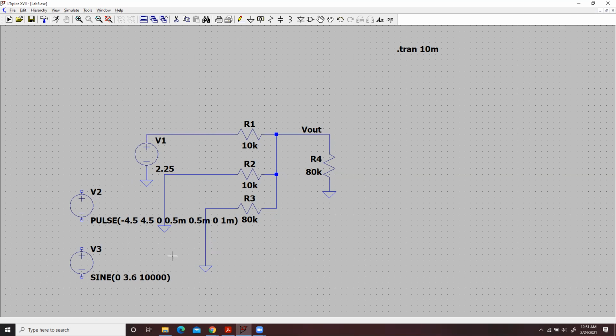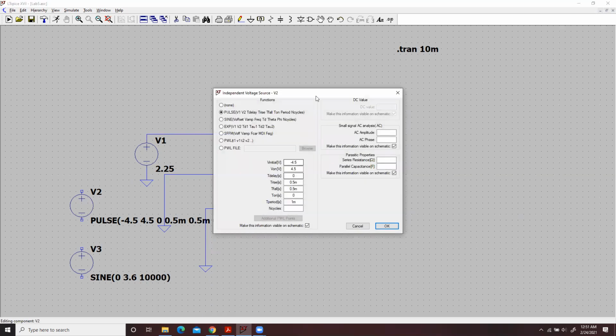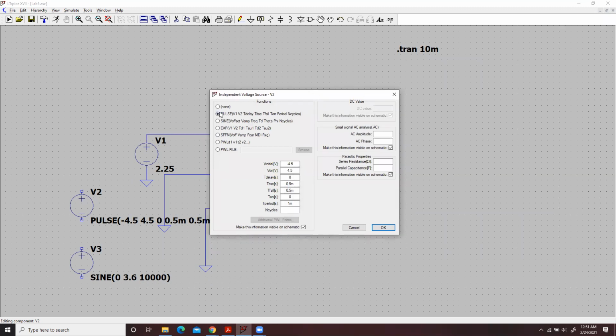Some of you may be confused about how to build the triangle wave in LTspice. Because there is no triangle wave in the LTspice voltage source selection, you will need to use a pulse wave to generate a triangle wave. What you can do is set the T on time to 0. That will give you a triangle wave.